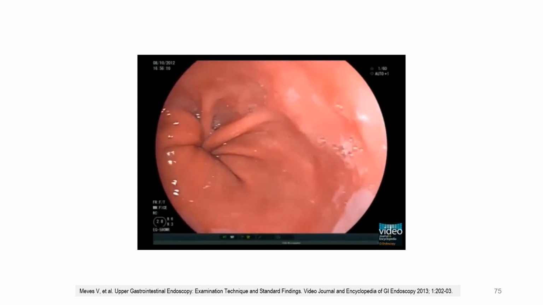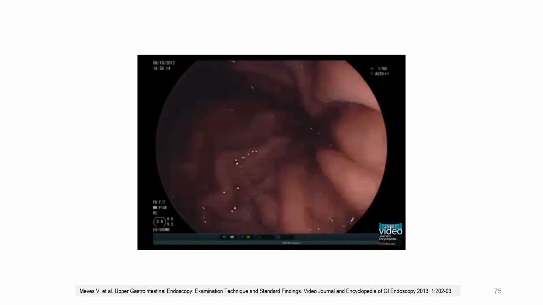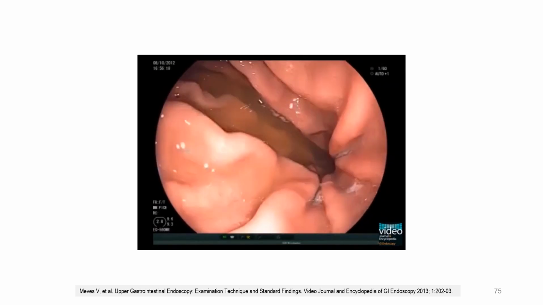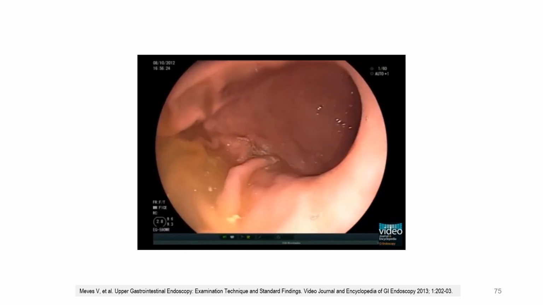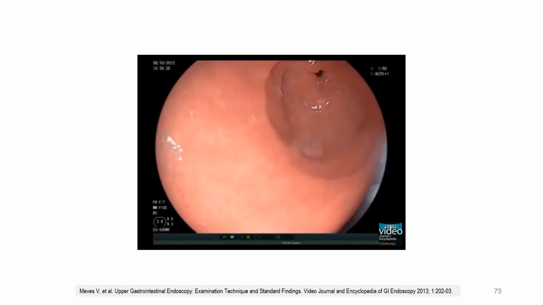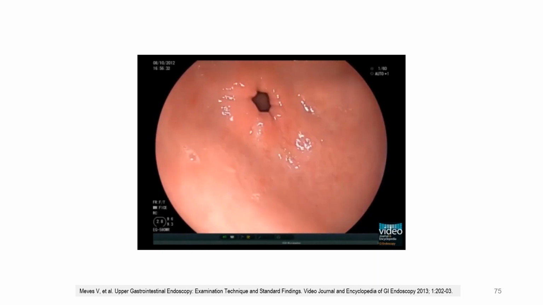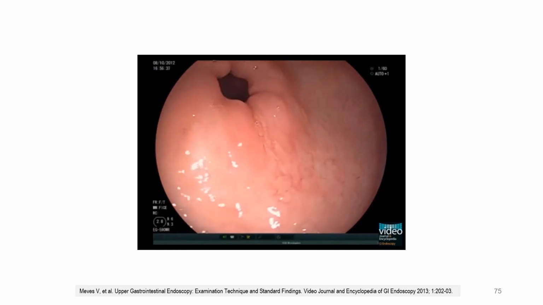Now advance the scope into the stomach and align the tip along the longitudinal axis of the stomach by means of a 60 to 90 degrees clockwise torquing maneuver. There are certainly many ways of examining the stomach. The important point is to be both systematic and deliberate so as to minimize the amount of unexamined surface area. To this end, our approach in general is to observe the stomach in detail after, rather than before, the duodenum has been examined.